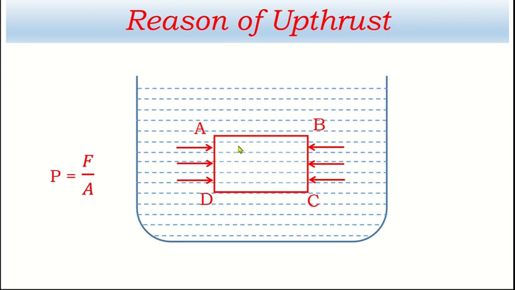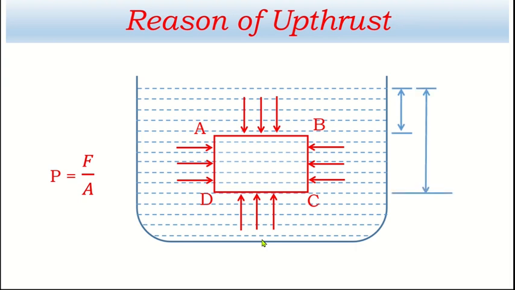But what about the surfaces AB and CD? Are the pressure acting on AB and the pressure acting on CD equal? No, because AB lies at less depth but CD lies at greater depth, and we know that when the depth of liquid increases, pressure also increases. It means the pressure acting through the CD surface is greater than the pressure acting through the surface AB. P is greater at CD. But what about area? Area is equal in both cases. Area of AB and CD are equal.